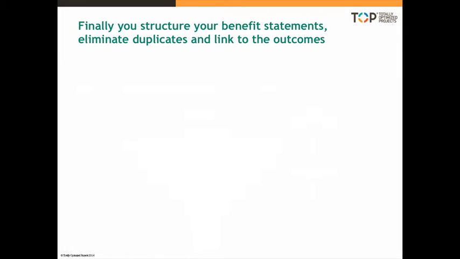Finally, you then take these benefit statements, structure them, eliminate duplicates, and link them to their outcomes. So, first of all, benefit statements need to be clear, specific, and measurable. Too often I look at benefits lists and I have no idea what the benefit is. It's all loosey-goosey, and things like better customer service, and we ban the word better. It doesn't mean anything. It needs to be clear, specific, and measurable. You need to be able to measure, did we achieve this or not?